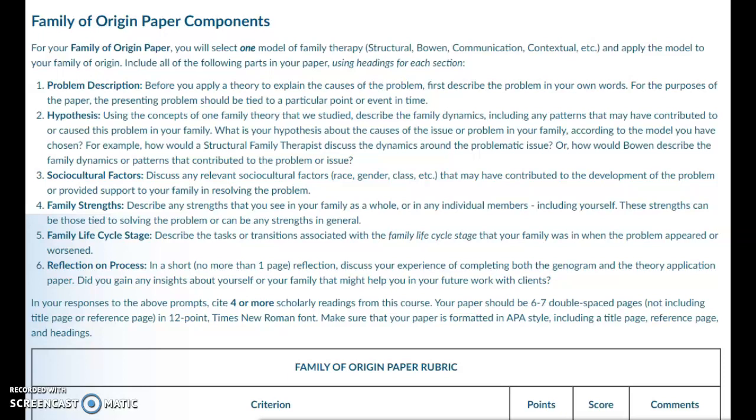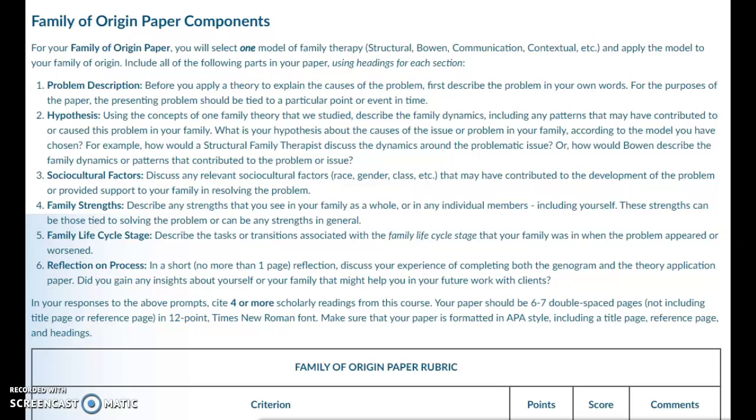Along with the paper, you will be submitting your family of origin genogram after making any changes based on the comments to your draft. Look at my comments and just make changes accordingly. There's no need to make any additional changes beyond what my comments were.